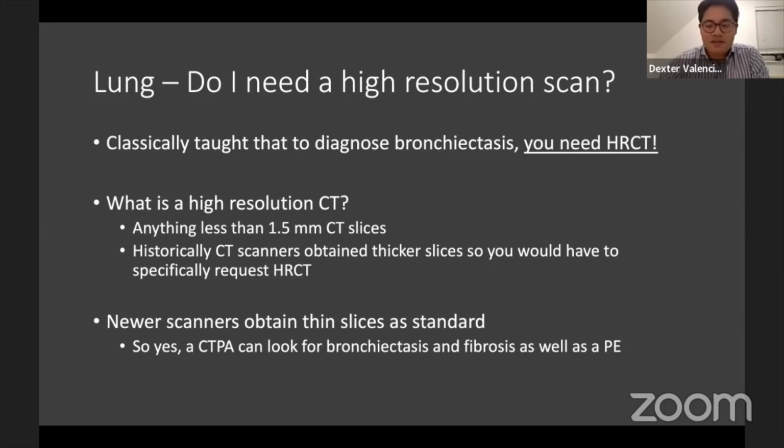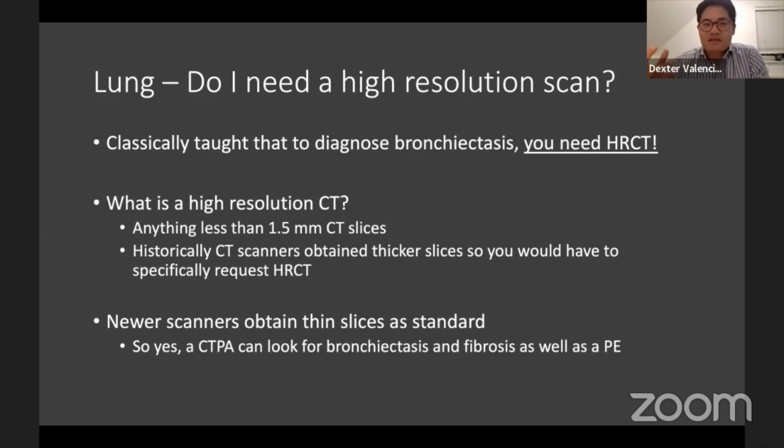A lot of questions I get from doctors are, do I need a high resolution scan? You'll often be taught in med school that to diagnose things like bronchiectasis, you need a high resolution CT scan, or an HRCT. What is an HRCT? What it technically means is that when you scan the patient's chest, you produce thin slices which are thinner than 1.5 millimeters. Historically, back in the day when our CT scanners weren't as advanced, you couldn't get such thin slices unless you asked for them to look for things like bronchiectasis.